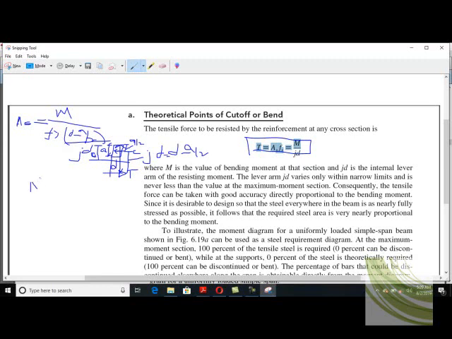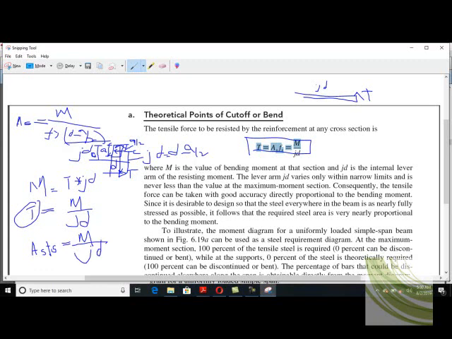So what is the moment? From this equation, you can easily get that moment is equal to force multiplied by the lever arm. Because a couple is giving you this tension force, and this is the moment arm, that is jd. The multiplication of these two will give you a couple, the bending moment. So M is equal to T multiplied by jd. From this you can say that T equals moment divided by jd. Further, we know that T equals, in our bar, As into fs, equals moment divided by jd. So this is the basic equation.